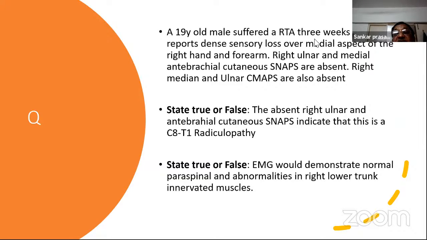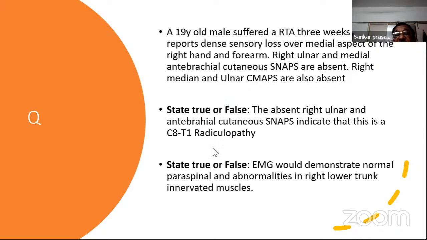Sensory preserved in radiculopathy. Okay. Right. So the absent right ulnar and antebrachial SNAPs indicate that this is a C8 T1 radiculopathy, right? But this is not a radiculopathy, because medial side this is C8 T1. And second, EMG would demonstrate normal paraspinal and abnormalities in the right lower trunk innervated muscles. Will it show or not? It's 3 weeks, so fibrillations and positive sharp waves are likely to appear in this case.